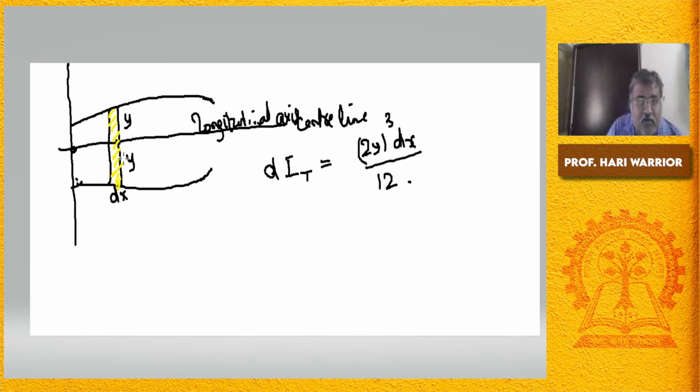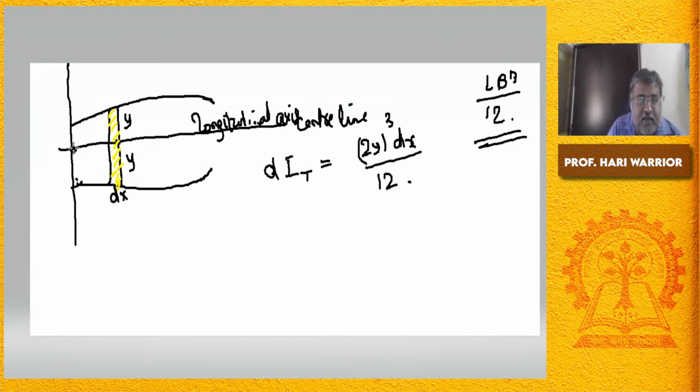Now, if you want to find the I about this center line of this strip, this is a rectangular strip, let's assume. We are going to assume it's a rectangular strip, and we are trying to find its moment of inertia about this line. It is given by LB cubed by 12. This is L.